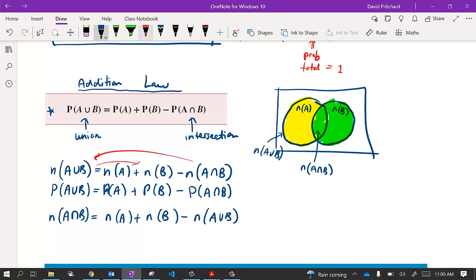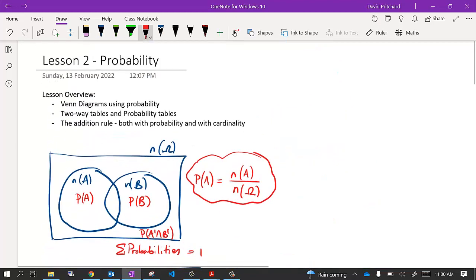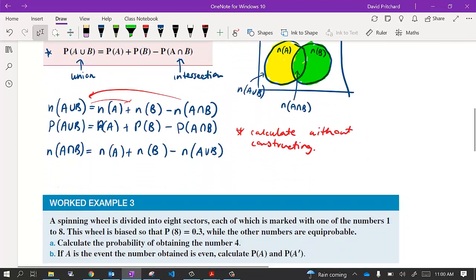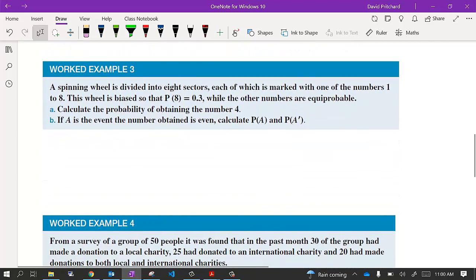Now, what this does and why it's useful is this allows us to calculate without constructing. So if we like those abstract numerical approaches, that allows us to do it without having to draw it out and work out what's in each section. So that's our introduction. We'll now go through a couple of examples, and hopefully it will all start to make sense and come together.